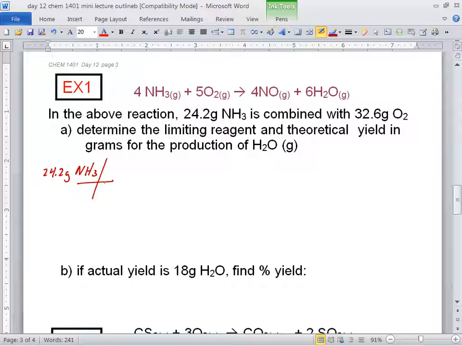But you don't know if that's going to give you the right answer. So convert the other guy, 32.6 grams of oxygen, all the way to grams of water. And the one that gives you the smallest answer will be your limiting reagent. Your smallest answer will be the theoretical yield.